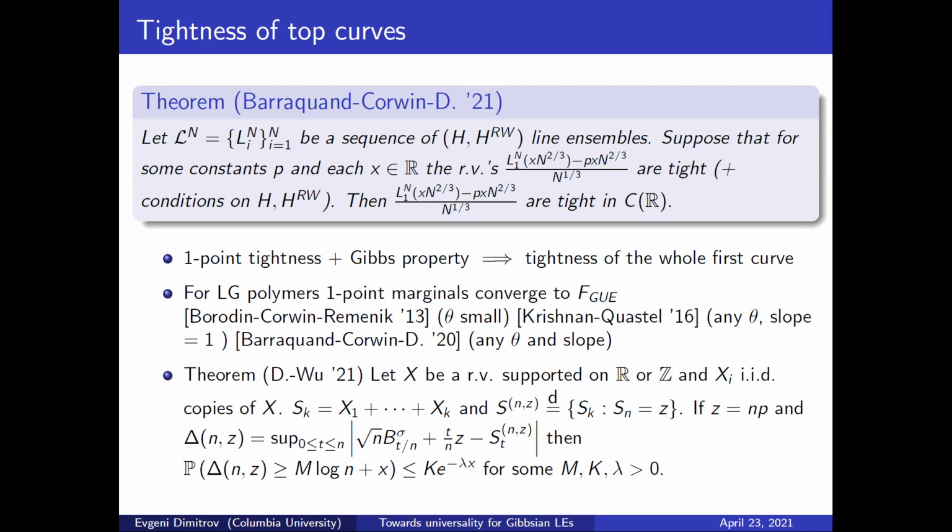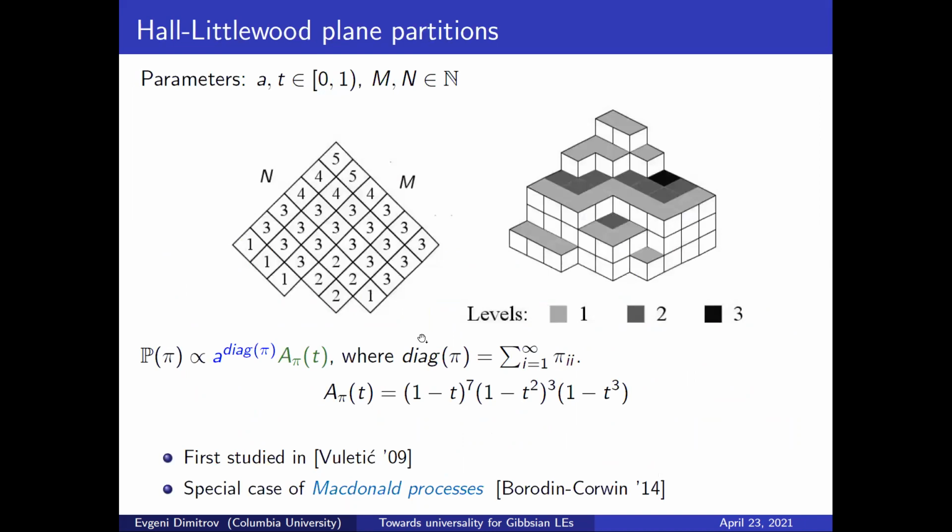In the rest of the talk, I'll focus on one other model, which is that of random plane partitions. So first of all, what is a plane partition? We have two natural numbers, capital M and capital N, and then we're going to consider an n by m array, and we're going to fill it with non-negative integers that weakly decrease along rows and columns. There is a natural geometric interpretation of this object, which is drawn here.